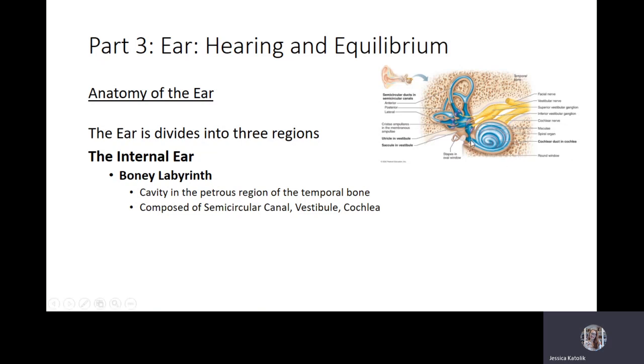And then the last region of the bony labyrinth is going to be the cochlea. Cochlea means a snail shell, and you can see it does have that shape to it. The cochlea is going to be responsible for hearing. So we have the semicircular canals for rotational acceleration, the vestibule, which will be important for linear acceleration and also static equilibrium. And lastly, the cochlea, which will be responsible for hearing.